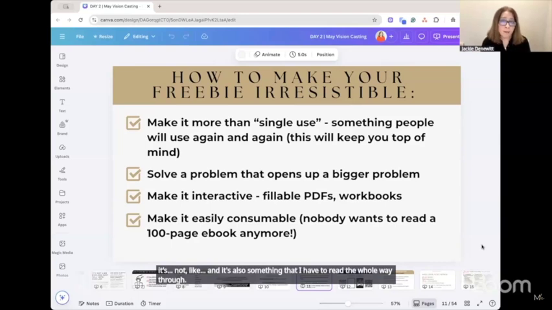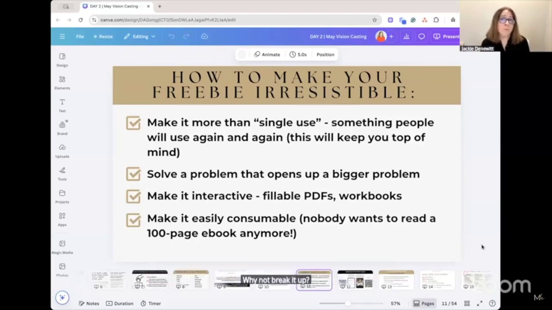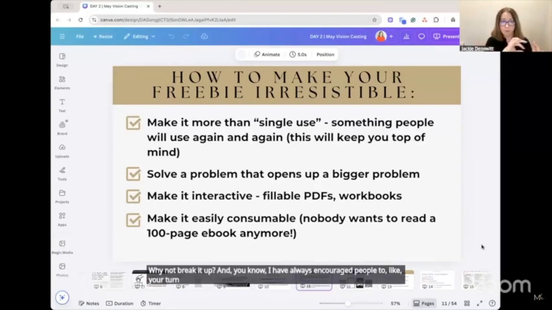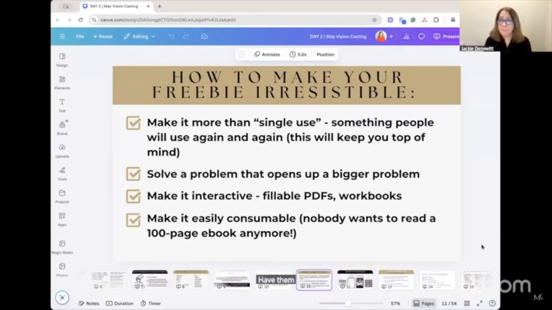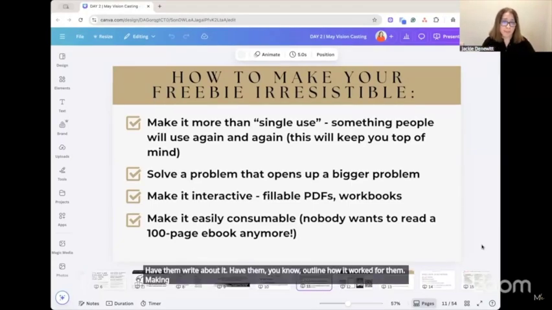It's also something that I have to read the whole way through. Why not break it up? I have always encouraged people to turn at a spot where people can journal their thoughts or how they're reacting. Maybe you've outlined a new concept to them, have them write about it, have them outline how it worked for them. Making people do those types of actions embeds them into your world a little bit more.